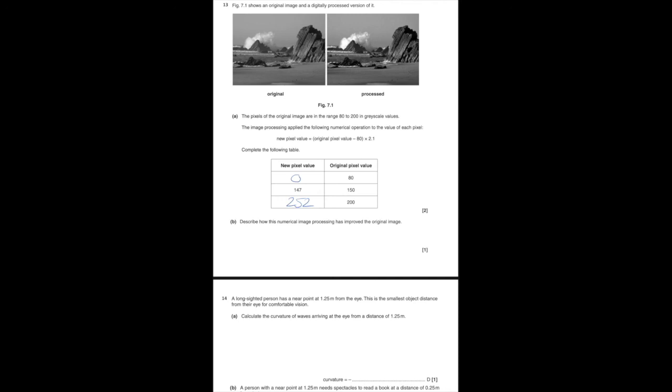Describe how this image processing has improved the image. The key thing here is that you have improved the contrast. The differences between the lights and the darks have got better. So you've improved the contrast or you've improved the range of the grayscale. Either of those is absolutely fine, or words to that effect. It is not sufficient to say that it is brighter, because actually it isn't, and it's not sufficient to say that it is clearer, because it isn't. Remember, brightness is about increasing all the pixel values. What this process has done is stretched those values over a larger range, and therefore it has improved the contrast.